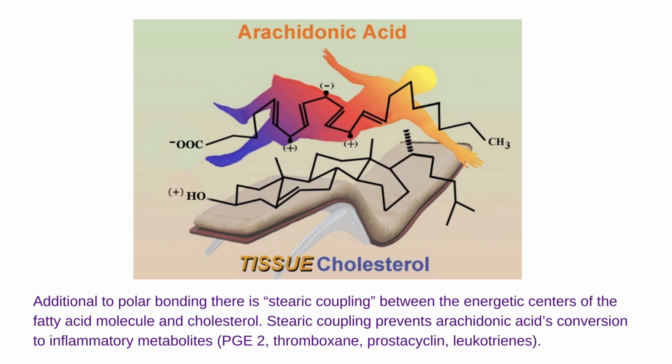Actually, there's more than polar bonding between fatty acids and anti-fatty acids. There is steric coupling between the energetic centers of the fatty acid molecule and cholesterol. The well-known metabolites of arachidonic acid, the series 2 prostaglandins, thromboxane, prostacyclin, and leukotrienes are made from these energetic centers.